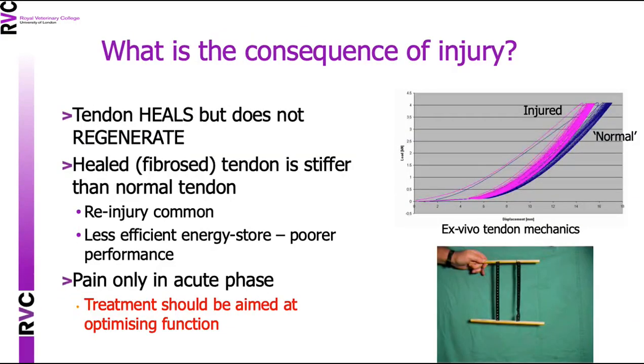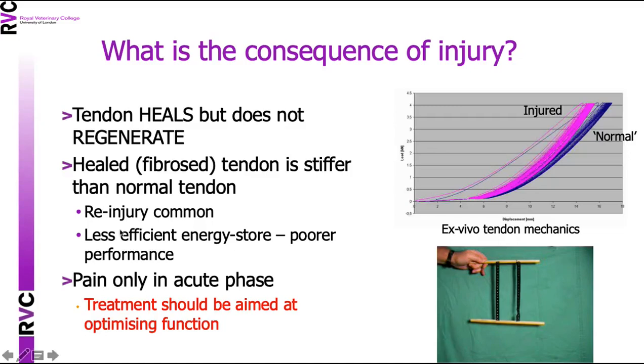So what is the consequence of the injury once that has occurred? Well, the problem is, as with all soft tissues, be it skin or tendon or ligament, that the tendon will heal, but it does so by the production of fibrous tissue. So it doesn't regenerate back to normal tissue.